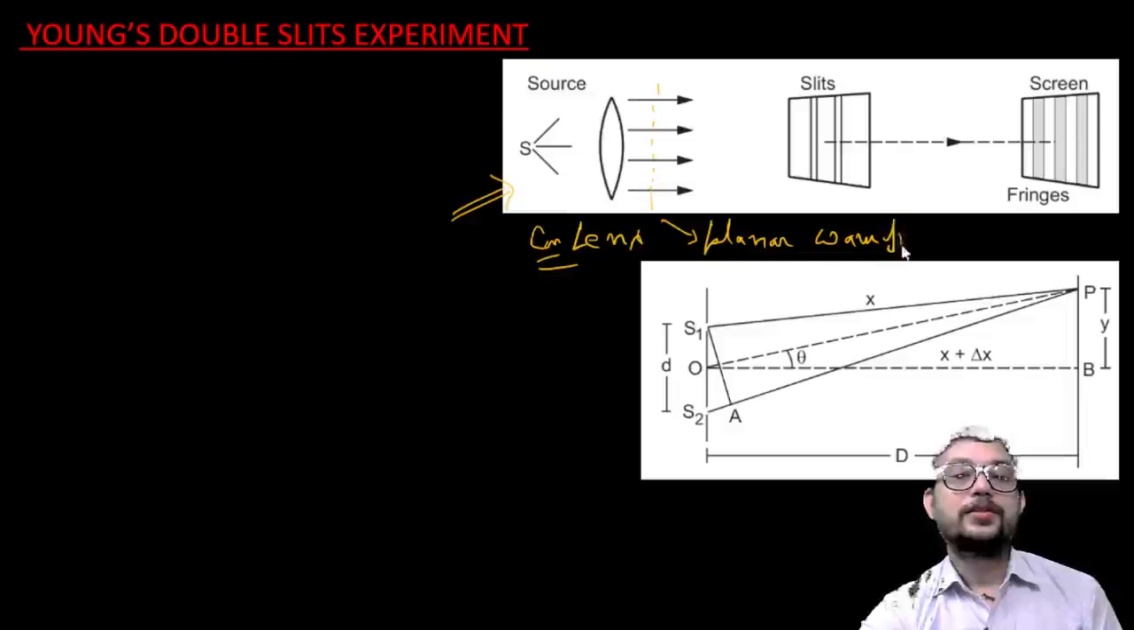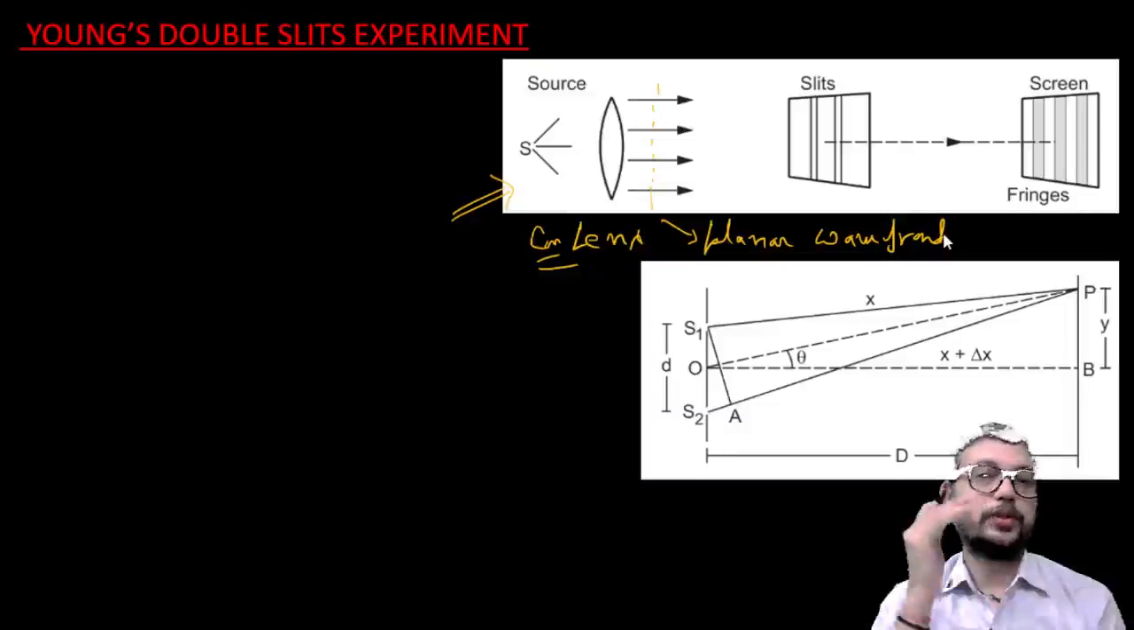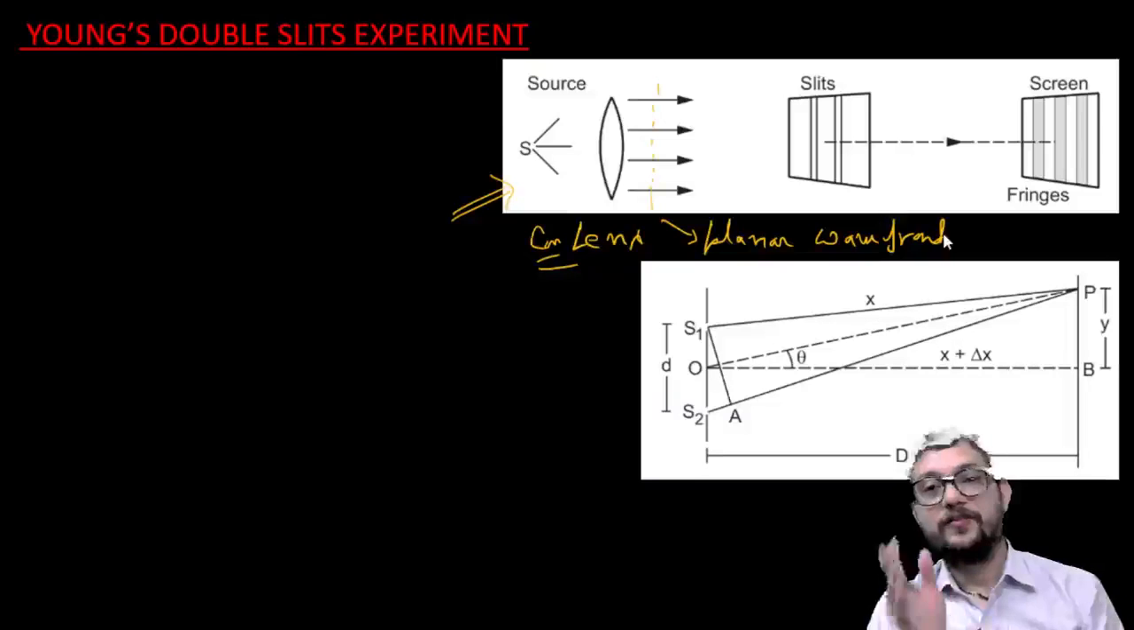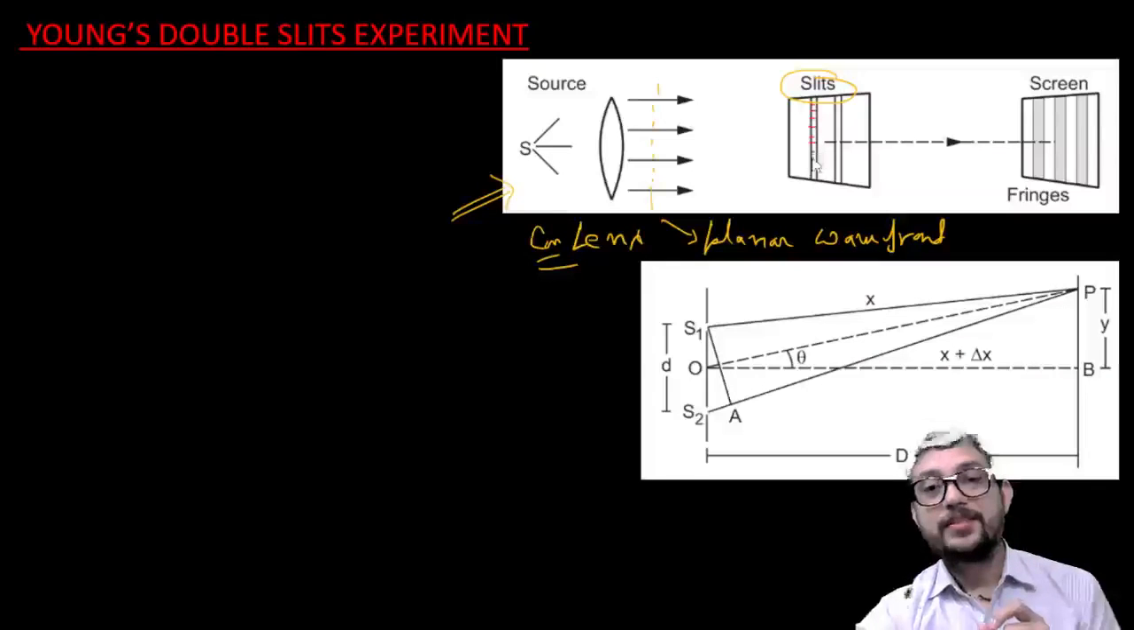Okay, so he took a source. In front of that source he put a convex lens, so that we get a planar wave front, and that planar wave front falls on the slits. So these are your slits. You can simply see here on your screen that slits, in Hindi, is called your darar. Okay, so this is the slits.